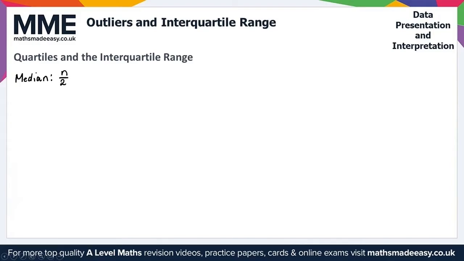Now n is the frequency here, and if this is a whole number, the median is the average of this term and the one above. And if this isn't a whole number, then we simply round the number up to find the position of the median term. And we find quartiles in a very similar fashion.